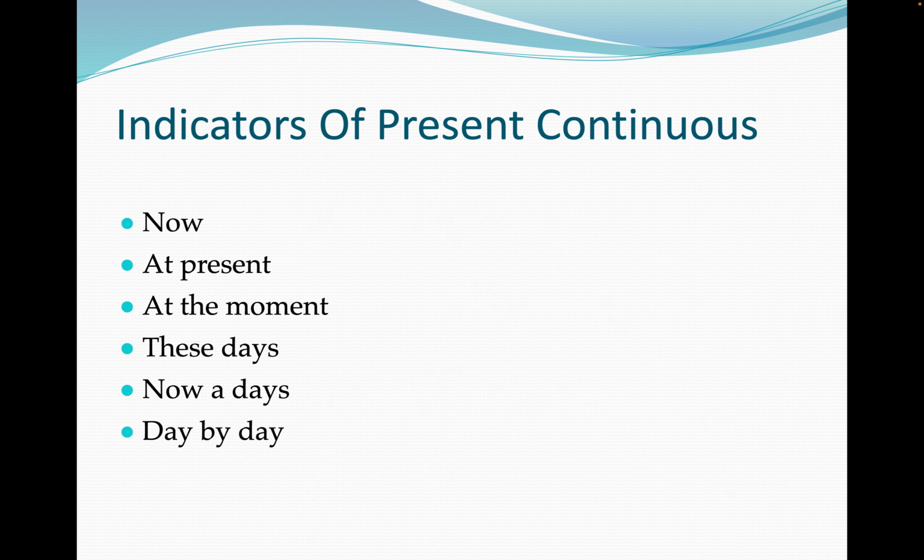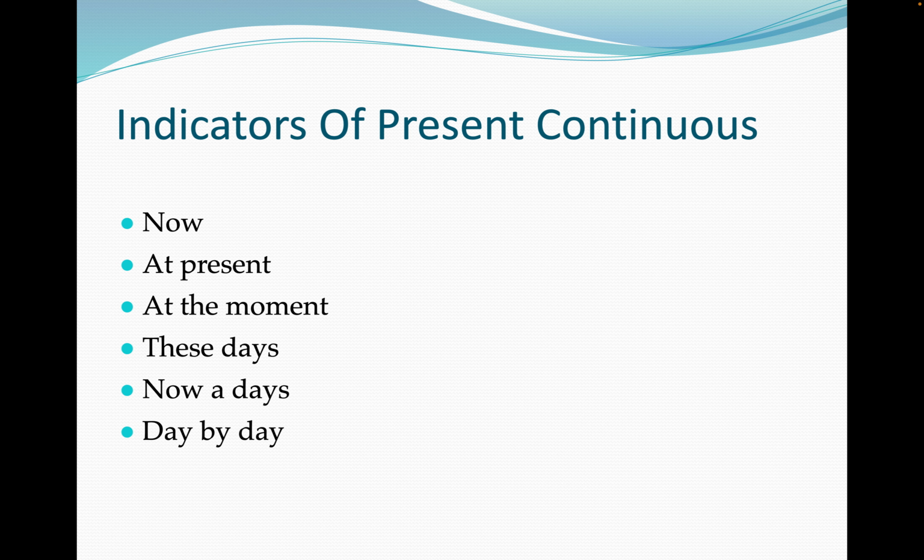So these are the indicators while we are using the present continuous tense. Wherever we see these indicators, we can identify it as present continuous tense, like now, at present, at the moment, these days, nowadays, day by day.